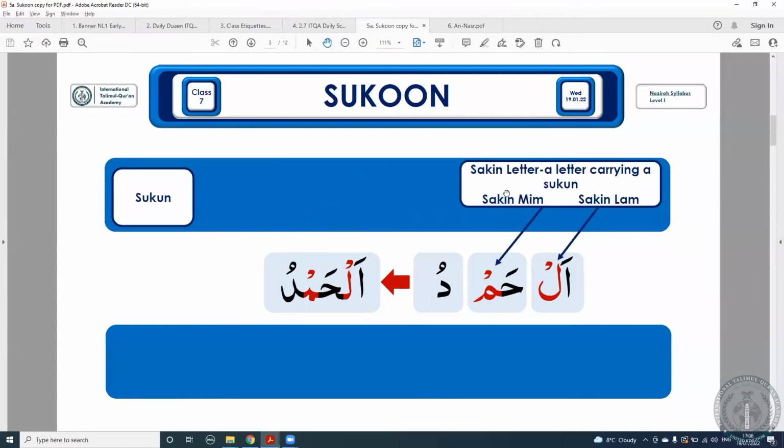Over here, we can see the terminology known as sakin letter. Now, a sakin letter is a letter carrying a sukoon. So for example, over here, the lam is a sakin letter because it is carrying a sukoon. So this lam will now be known as sakin lam. Similarly, this meem carries a sukoon, so this is a sakin meem. Whenever we say sakin letter or sakin meem or sakin lam, or any other letter that carries a sukoon, that means that that letter specifically carries a sukoon.